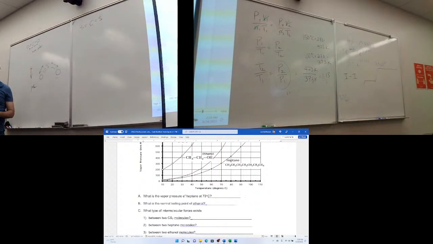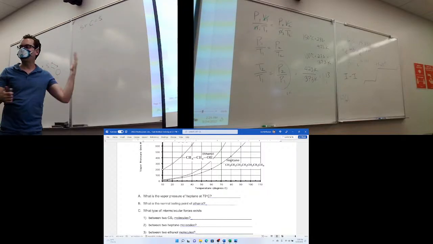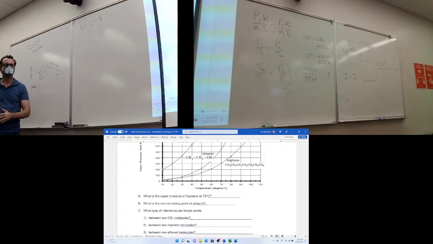This is nonpolar. I mean, it's got polar bonds in it, but they cancel each other out. There's no negative or positive side to this molecule. So if it's nonpolar, dispersion forces, that's it. Heptane, dispersion forces, that's it.